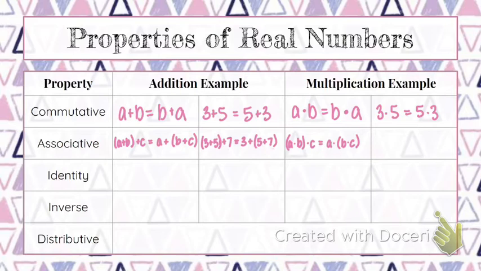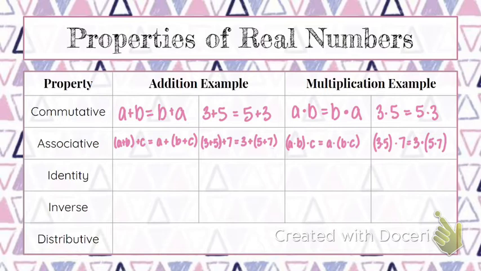We can say that 3 times 5 times 7 would equal 3 times 5 times 7. So if we think about it on the left side, we do the 3 times 5 first. That equals 15. And 15 times 7 is 105, I think. So then 5 times 7 on the right would be 35 times 3, which is also 105.